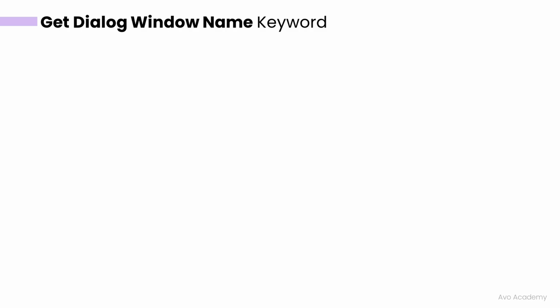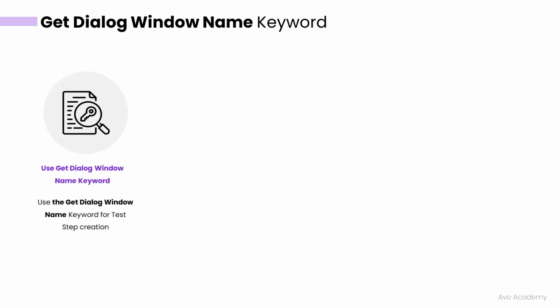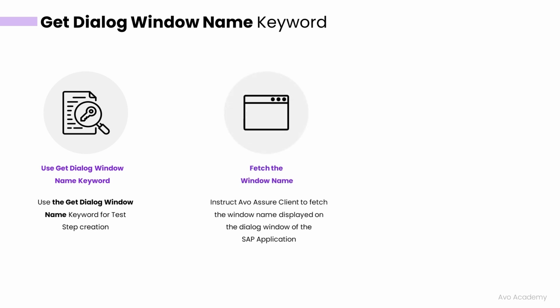In this video, you will explore how to use the Get Dialog Window Name keyword in Avo Assure to instruct Avo Assure Client to fetch the window name displayed on the dialog box or pop-up window of the SAP application, and save the result in the output variable.